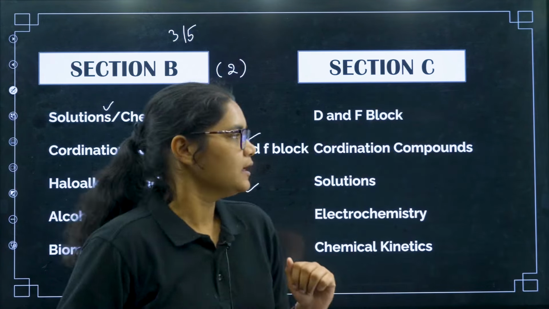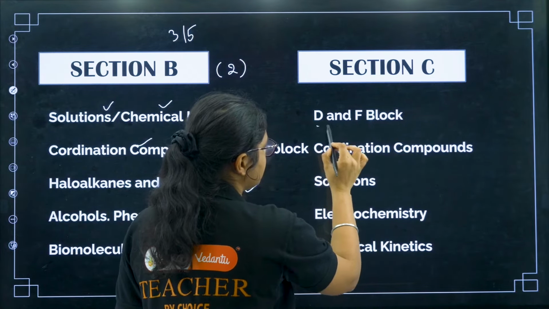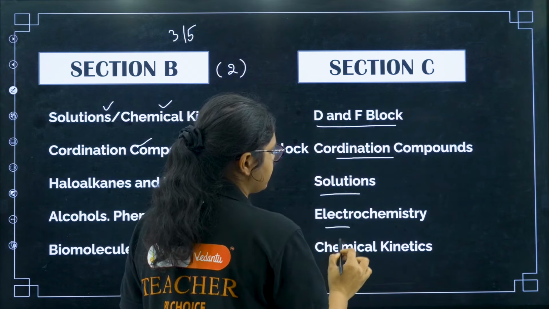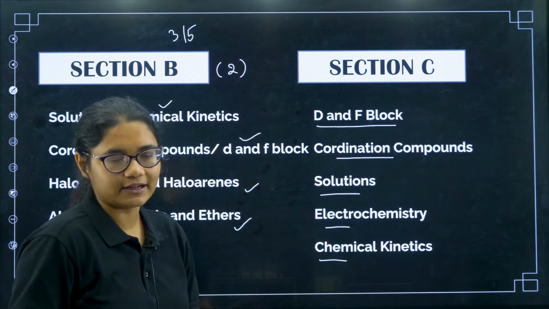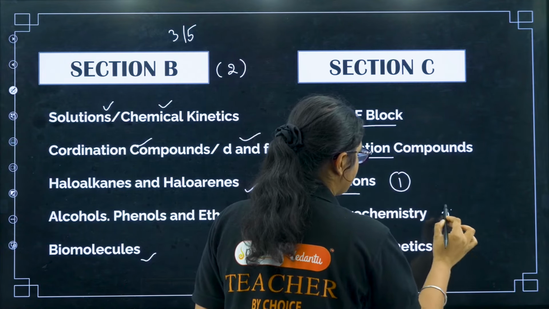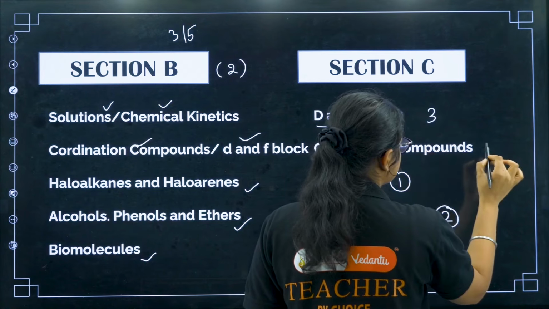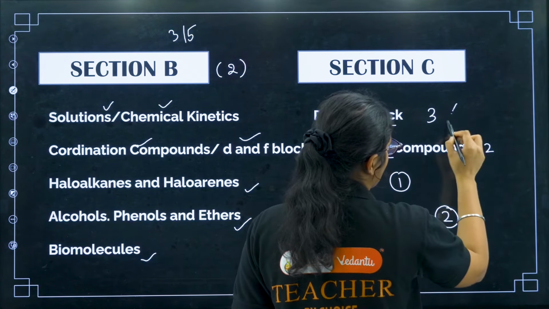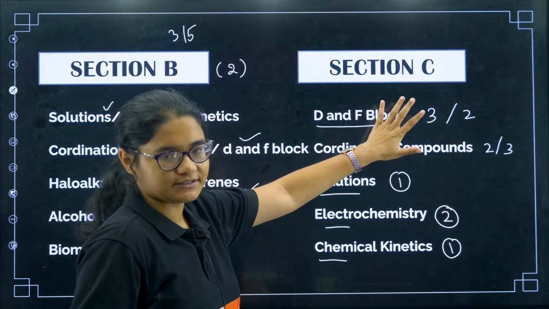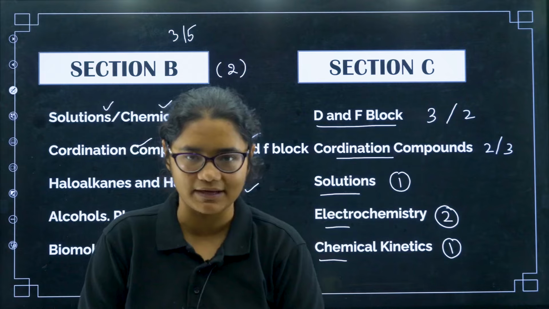This part is clear? Okay, next moving to section C. In section C you will get d and f block questions, coordination chemistry questions, solutions, electrochemistry and chemical kinetics. You will get 1 question from solutions, 1 question from chemical kinetics, 2 questions from electrochemistry. Here this can be 3 questions and this can be 2 questions, or it can also be 2 and 3. Roughly you will get 5 questions from here and 4 questions from physical chemistry. I hope the pattern is very clear.